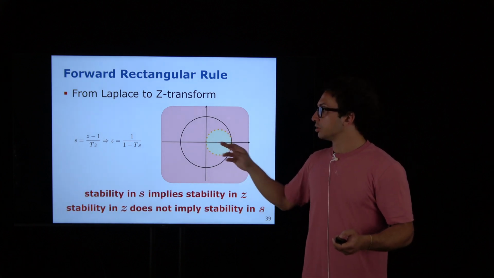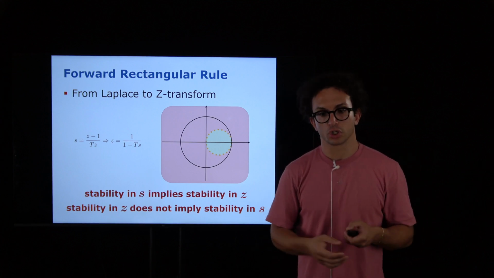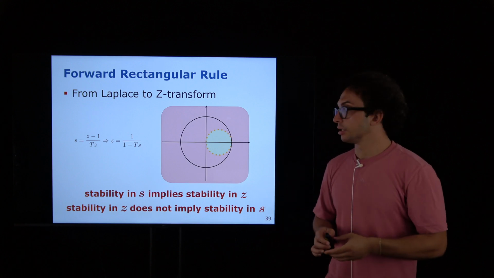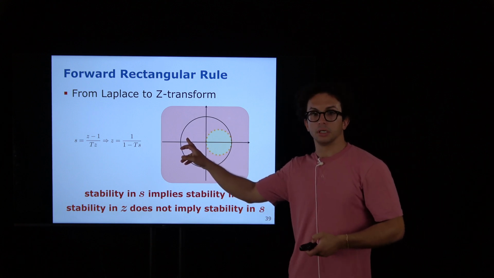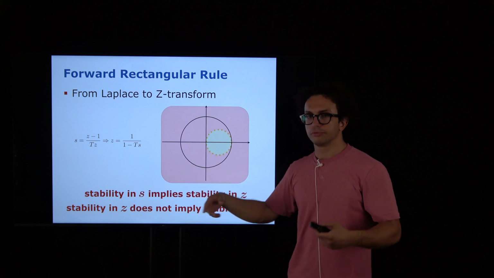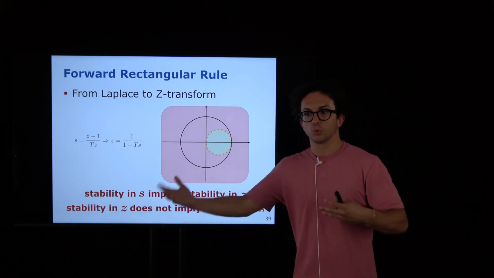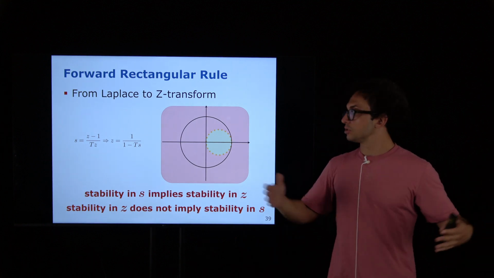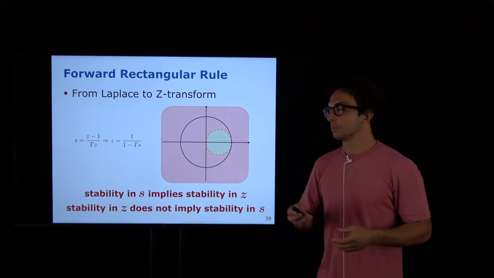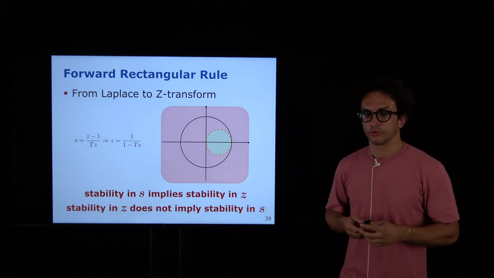So stability in continuous time implies stability in Z, so in discrete time, but the stability in Z does not imply stability in S. So if your eigenvalues are here, which would be stable in discrete time, then once we go back to continuous time, this would actually result in an unstable system. And this is suboptimal, this is not what we want. So it's a problem that we need to solve somehow.